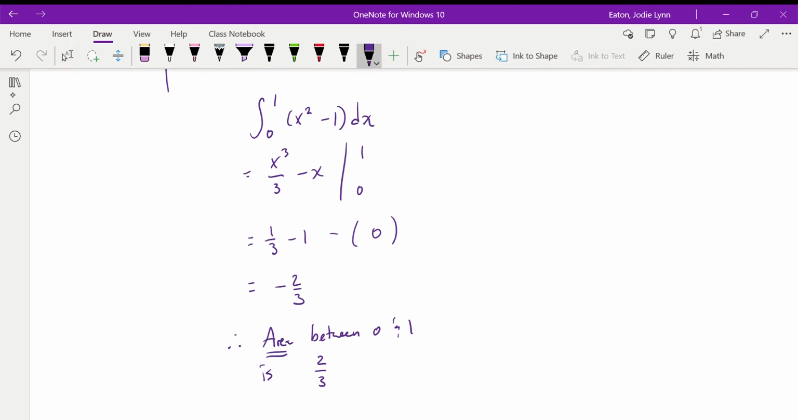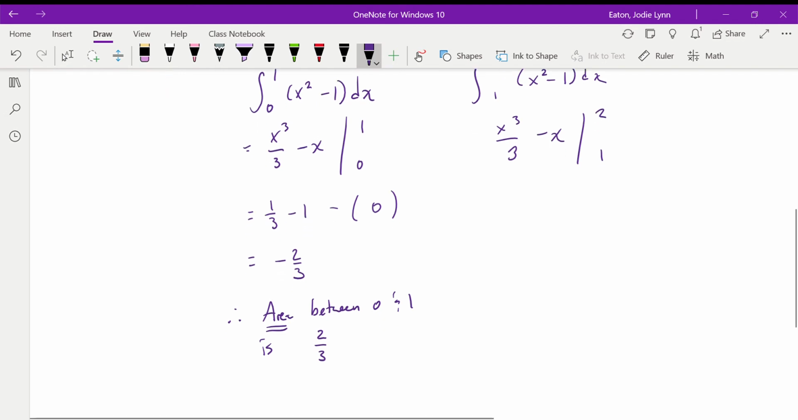So we're going to take the integral from 1 to 2 of x squared minus 1 dx. So we have, again, x cubed over 3 minus x, and this time we're evaluating it from 2 to 1. Okay, so we have 8/3 minus 2, minus 1/3 minus 1. So we are going to be adding 1, subtracting 1/3. That ends up being 7/3 minus 3/3, which gives us 4/3. We're subtracting 1/3. And then we are adding 3.